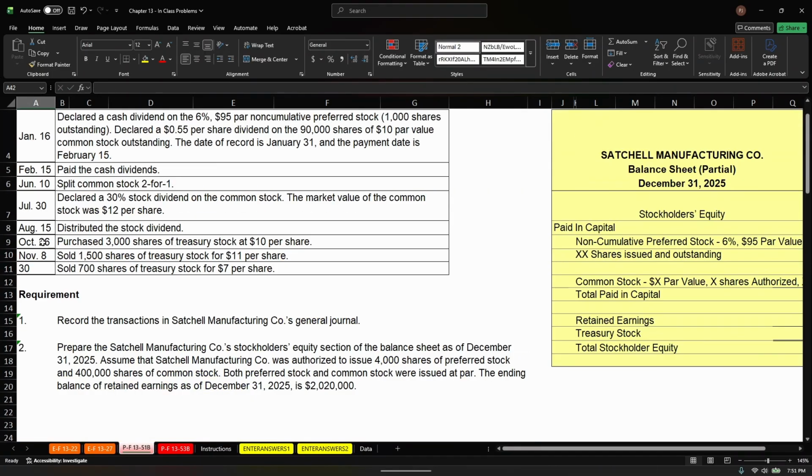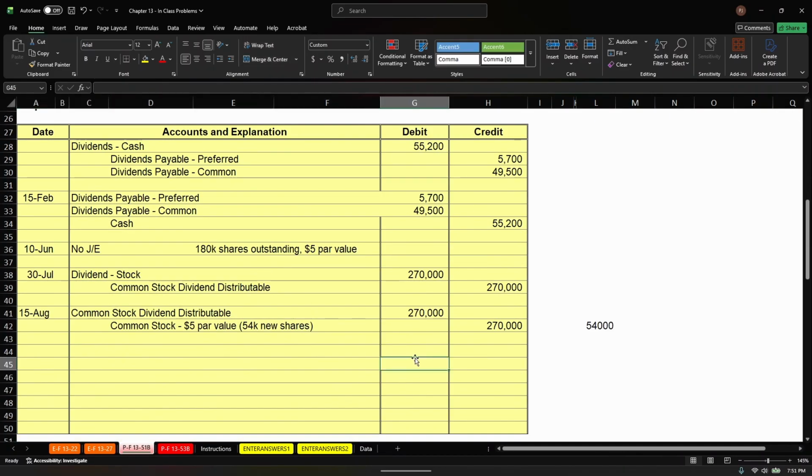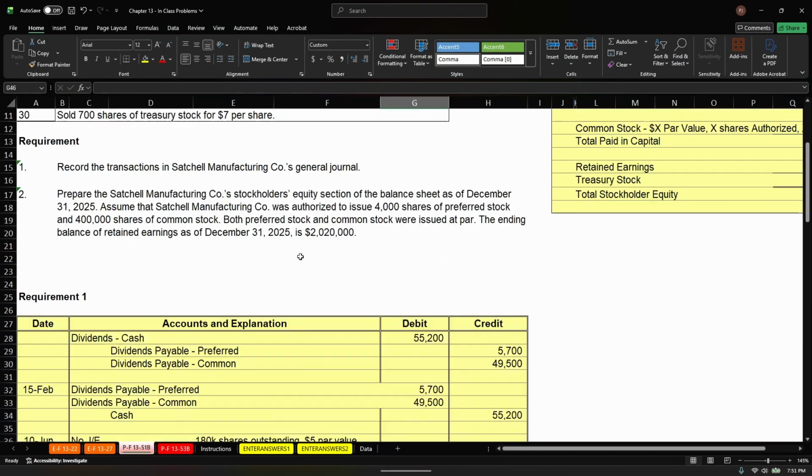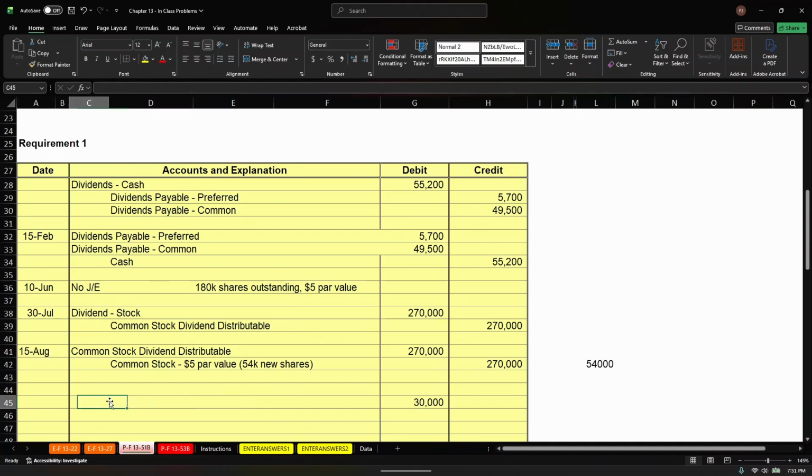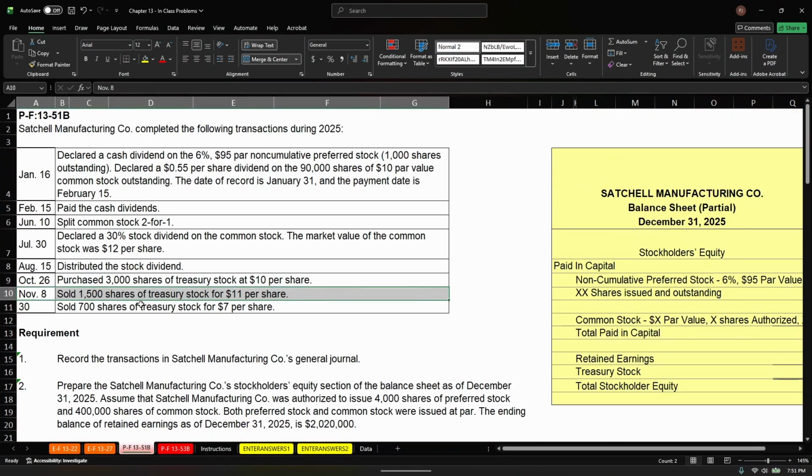So now we're going to have some treasury stock transactions. So we purchased 3,000 shares of treasury stock at $10 a share. So 3,000 shares times $10 a share. So that's going to be $30,000 worth of treasury stock that we're buying, and we're paying cash for that. Now we're selling 1,500 of those back at $11. So we're going to have that gain, right? That paid in capital from treasury stock transactions, because we're having $1 per share profit here.